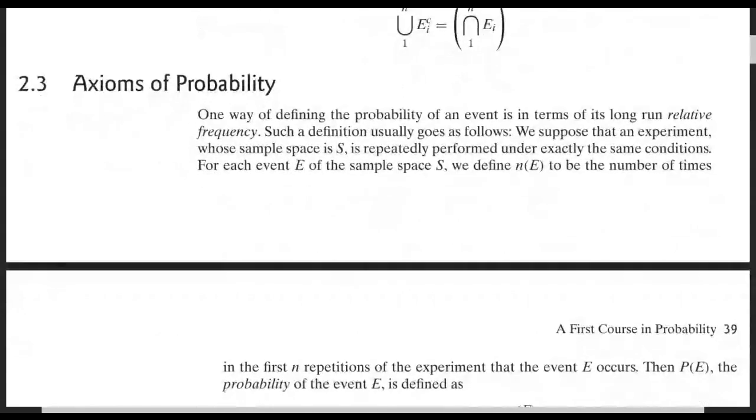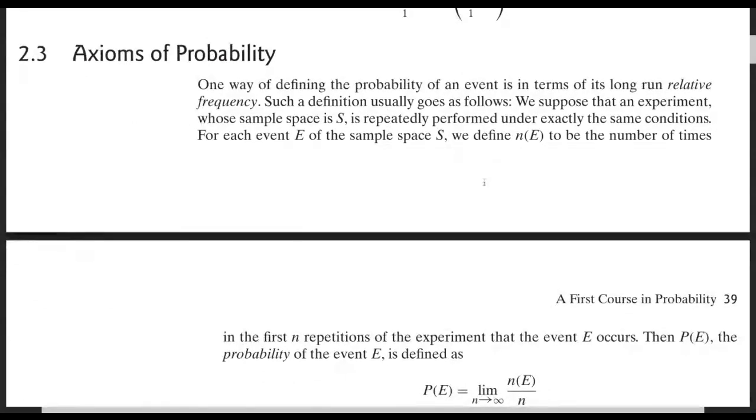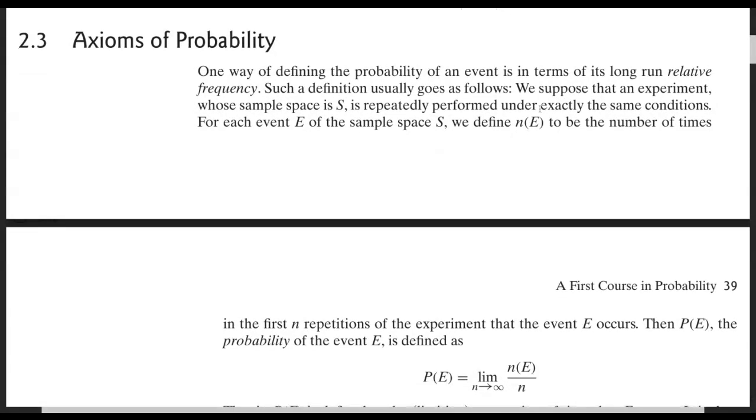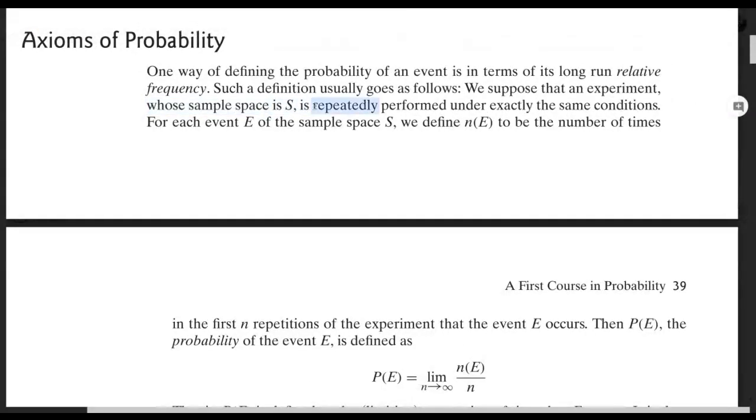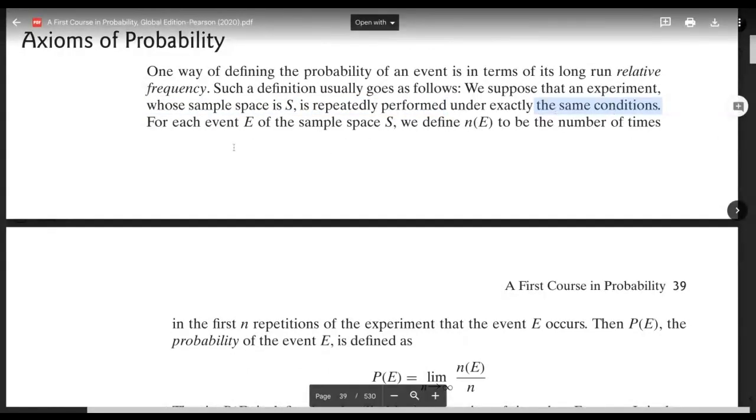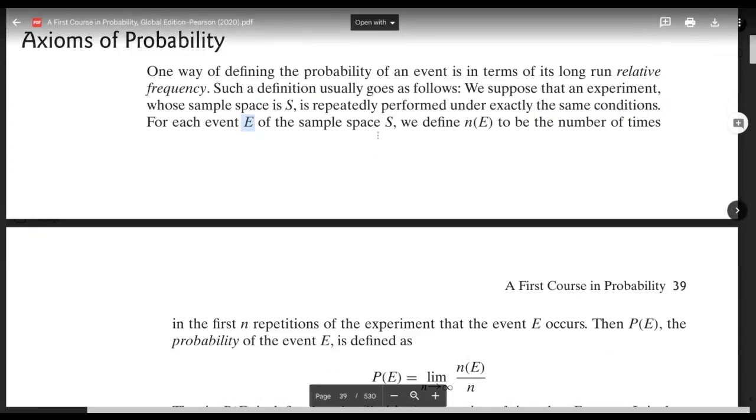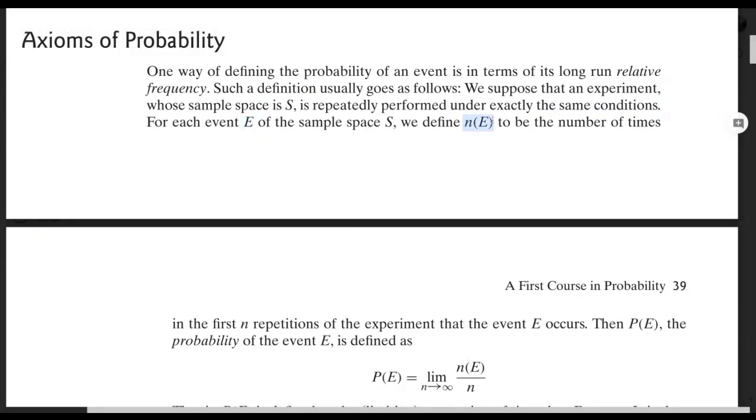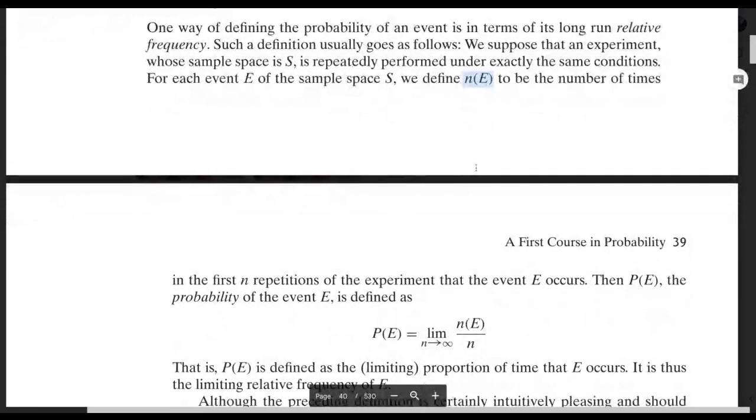Okay, axioms of probabilities. One way of defining the probability of an event is in terms of its long-run relative frequency. Such a definition usually goes as follows. We suppose that an experiment whose sample space is S is repeatedly performed under exactly the same conditions, which for statistics, a lot of times we have to assume. For each event E of the sample space S, we define N(E) to be the number of times in the first N repetitions of the experiment.